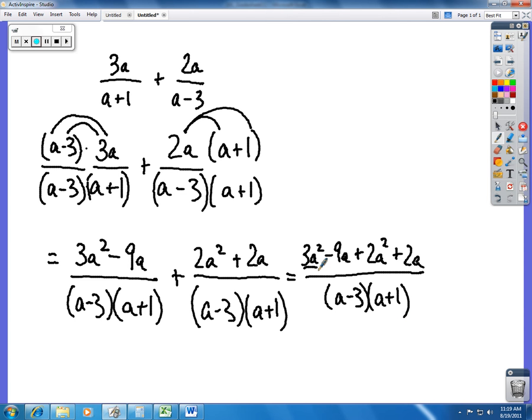We've got two terms that involve a squared here, so we can combine those together into a 5a squared. And then we've got a negative 9a and a positive 2a here, which would give us a negative 7a. And all of that is over, again, our a minus 3 times a plus 1. And that's it. That's as condensed as we can go.